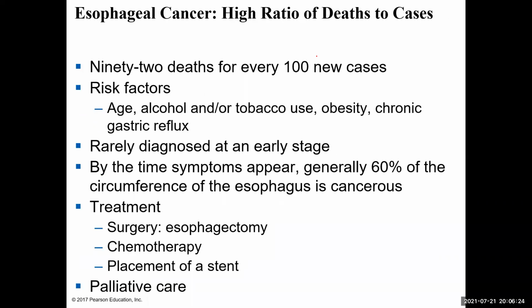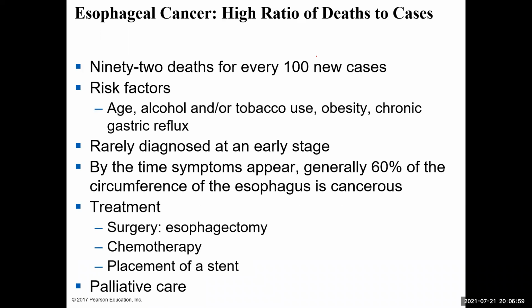Then we have esophageal cancer, so cancer in the esophagus. This is a pretty high death rate, basically 92%, 92 deaths for every 100 new cases. Risk factors are tobacco use, obesity, gastric reflux, so chronic gastric reflux. Usually we don't catch it at an early enough stage, which is why it has a very high death rate. By the time symptoms appear, generally 60% of the esophagus circumference is cancerous.